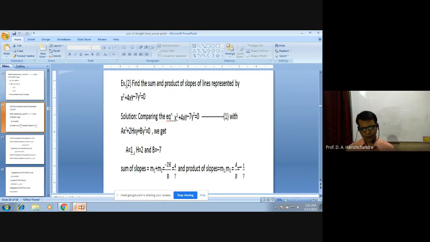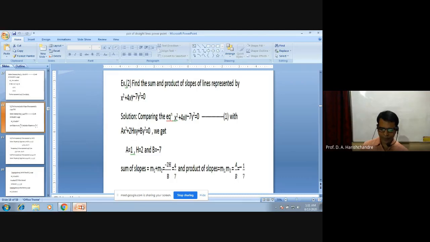Example number 2: find the sum and product of the slopes of the lines represented by x square plus 4xy minus 7y square is equal to 0. Here the homogeneous second degree equation is given, and from that we have to obtain the sum and the product of the slopes of the two separate lines included in it. First of all, consider the given equation x square plus 4xy minus 7y square is equal to 0. Call this equation 1.